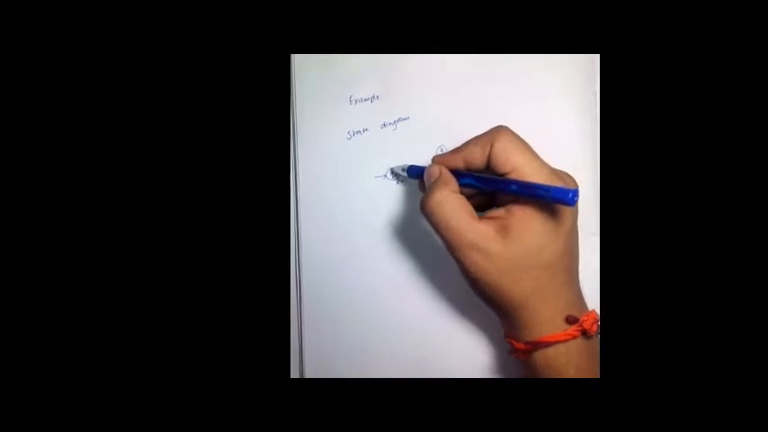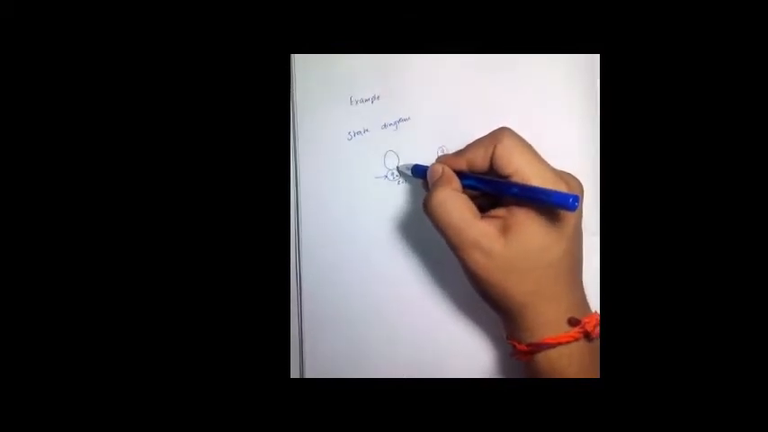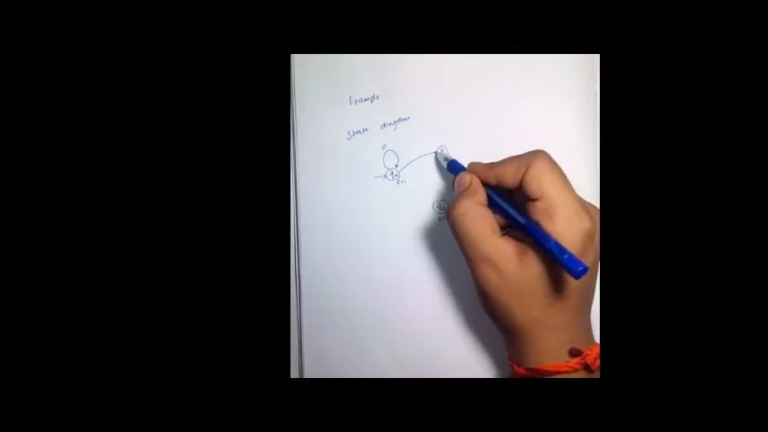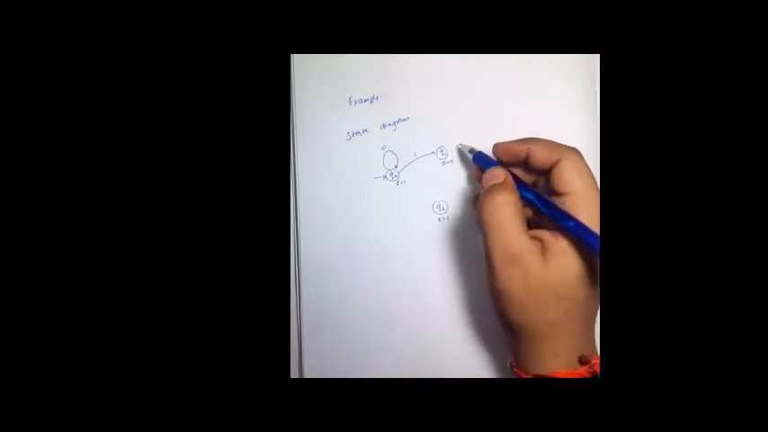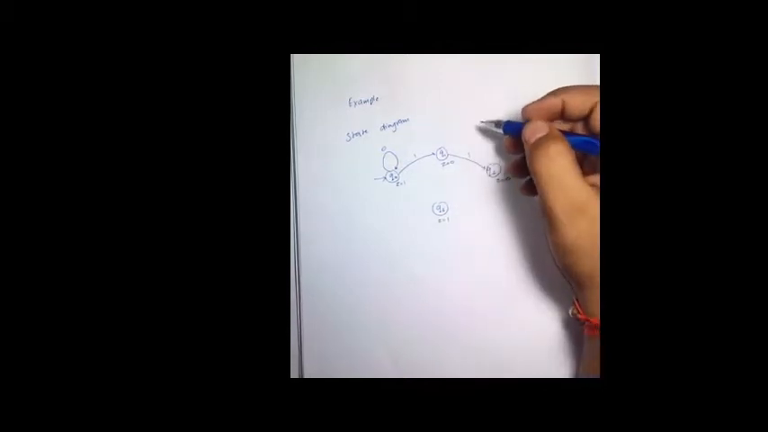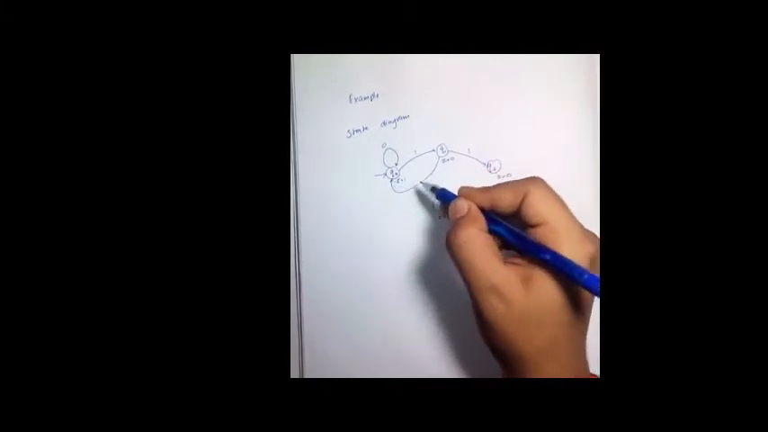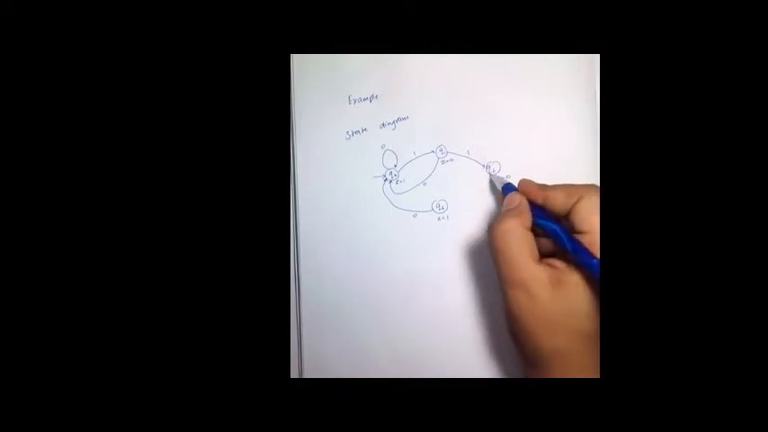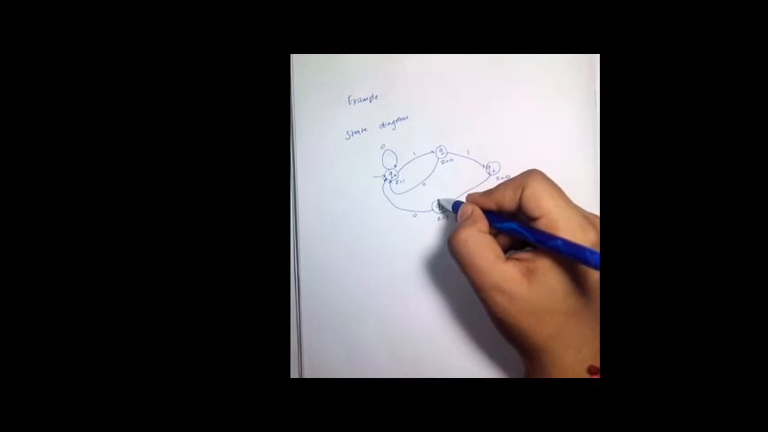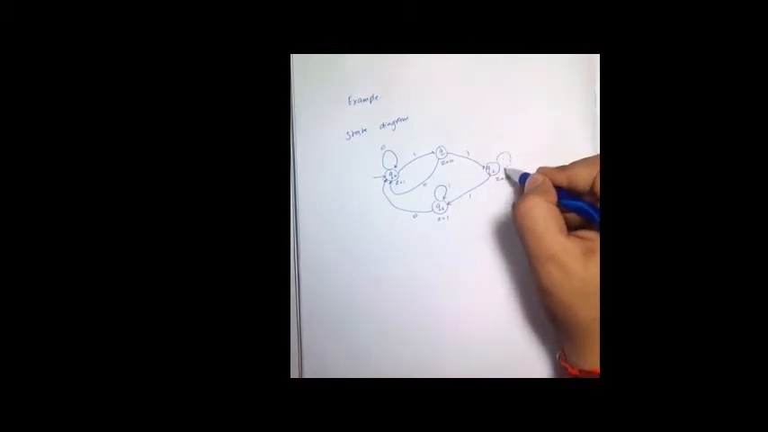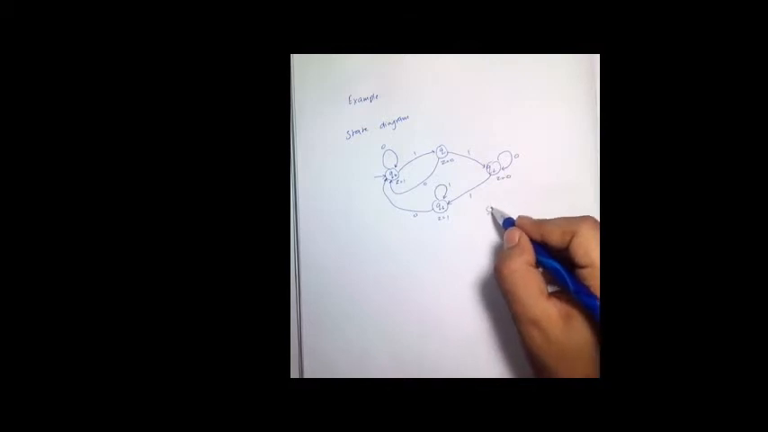So assuming that when the input is 0, Q0 goes to Q0, and Q0 when the input is 1 goes to Q1. Similarly we'll draw the rest of the diagram. Q1 goes to Q2 when there is 1, and it goes to Q0 when it is 0. Q3 goes to Q0 when the input is 0, Q2 goes to Q3 when the input is 1, Q3 goes to Q3 again when the input is 1, and Q2 returns to the state Q2 itself when the input is 0.